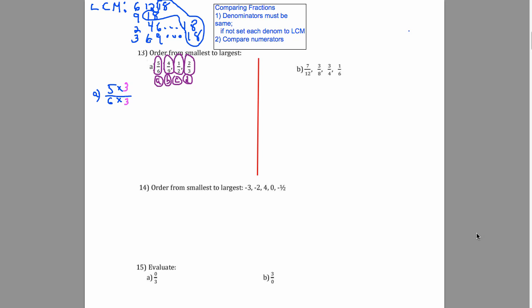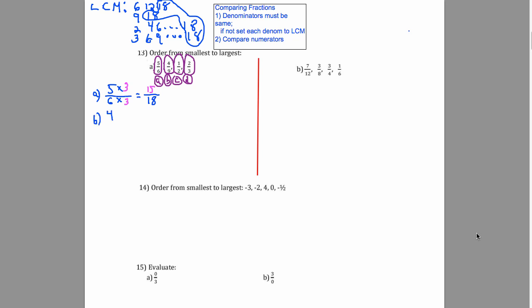But what I multiply by in the denominator, I have to do in the numerator, and the result will be 15 over 18. So the equivalent fraction for 5/6 is 15/18.